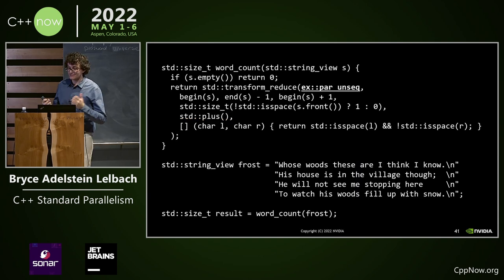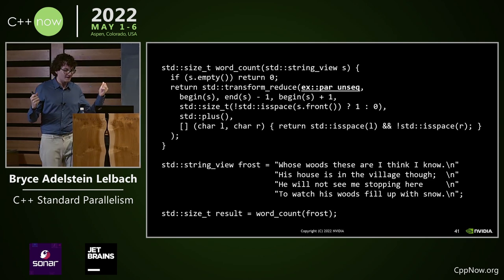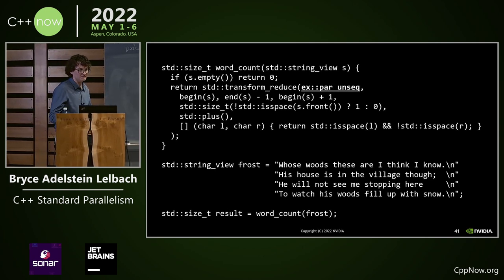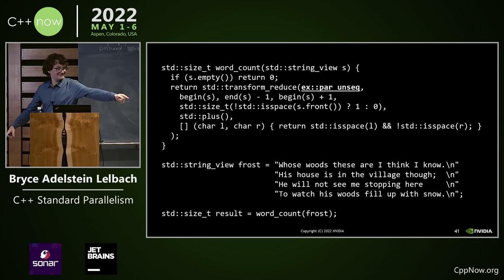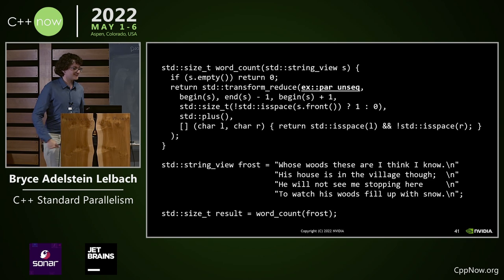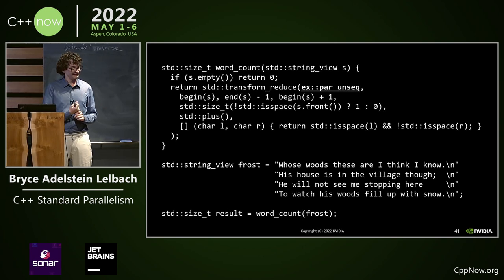So I love this code because it's nice, it's short, it fits on a slide, it's portable and parallel. You can run it anywhere: on your GPU, on your server CPU, on your laptop, even on your phone. Once Michael Spencer and his friends at Apple get around to implementing the parallel algorithms for Apple platforms.